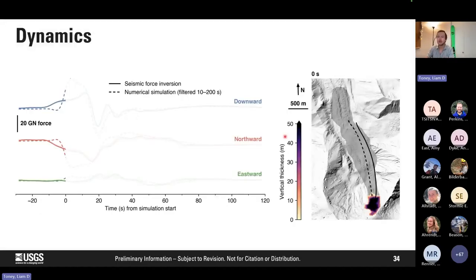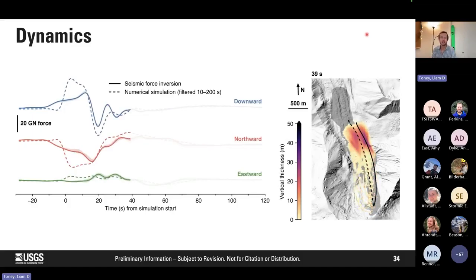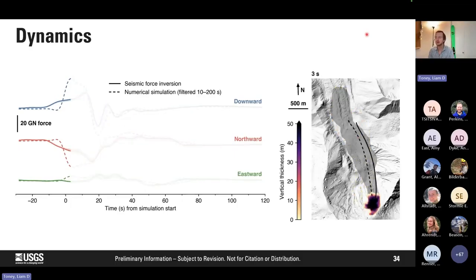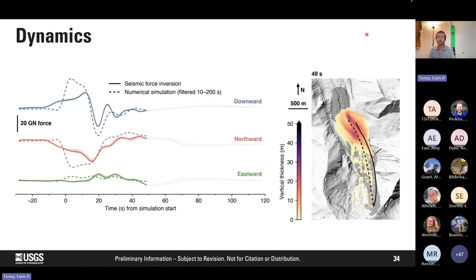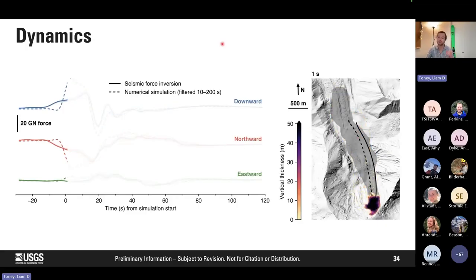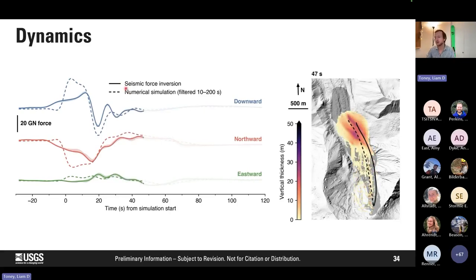Here is a summary slide animation of the dynamics for the 2023 Denali avalanche. On the left, we have time from the start of the simulation, and we're showing the time series of forces. It's a three-dimensional force vector. So this is force exerted on the Earth in downward, northward, and eastward directions. The solid line is the seismic force inversion. This is what we have from recorded data. And the dashed line is the output from the numerical simulation.